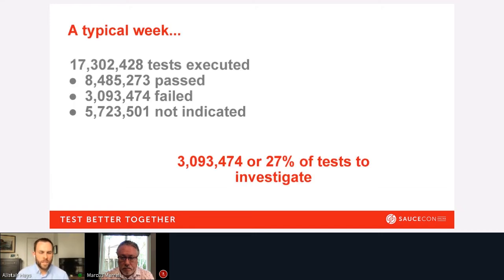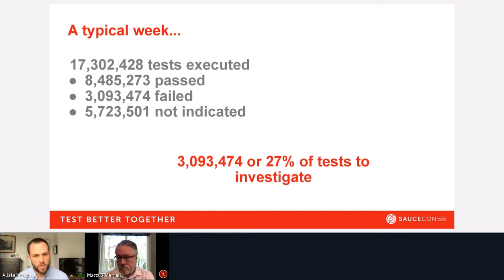So to give you an idea of the scale of this problem, I took last week's data from all of the virtual jobs we run, so that'd be cross-browser testing in emulators and simulators. And this isn't dissimilar from any other week. It's real numbers with a kind of ballpark average week, and we ran about 17 million tests. About 8.4 million of those passed, 3 million failed, and about 5.7 we don't know, because you don't necessarily have to tell us if a test passed or failed.